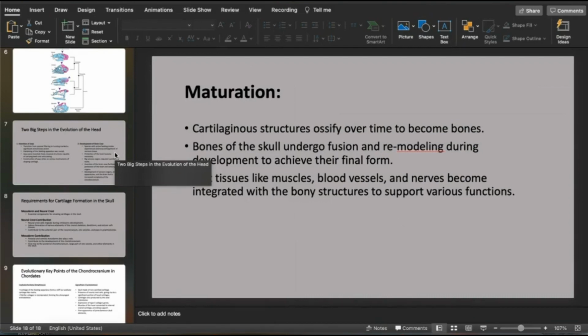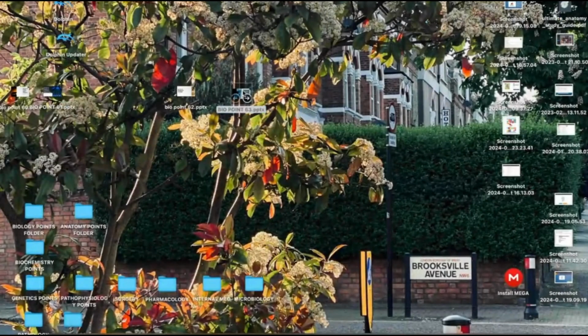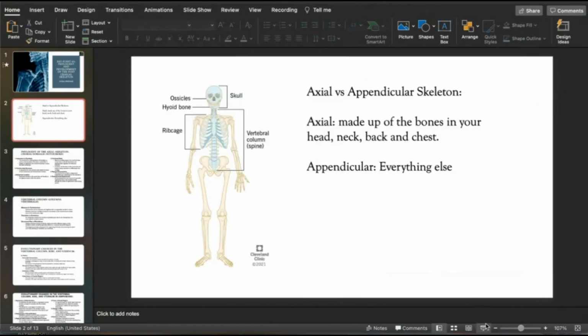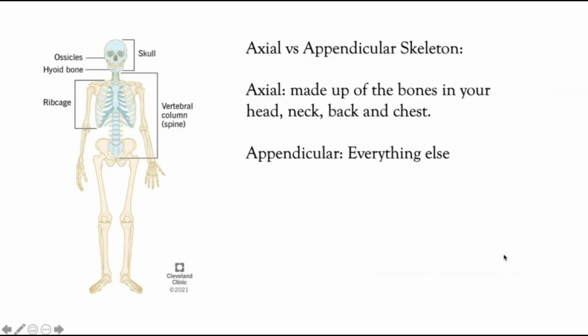No? Okay. All right, then we are going to the last point of today, which is to do with the development of the skeleton. Okay. So the skeleton is made out of two parts. We have the axial part and the appendicular part.